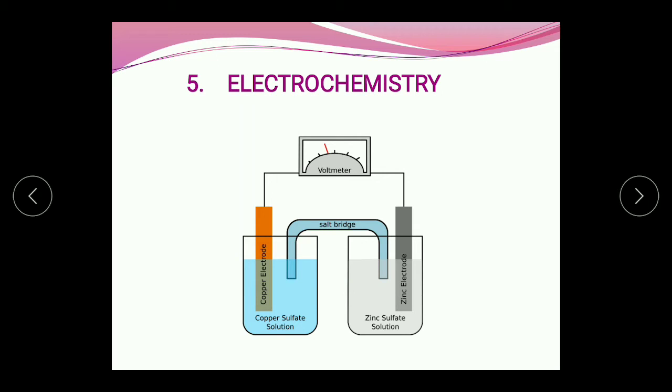And E0 cell equals E0 oxidation at anode plus E0 reduction at cathode. So E0 represents standard potential. But according to IUPAC convention, we should consider standard reduction potential as the standard potential of an electrode. So standard reduction potential should be considered always.